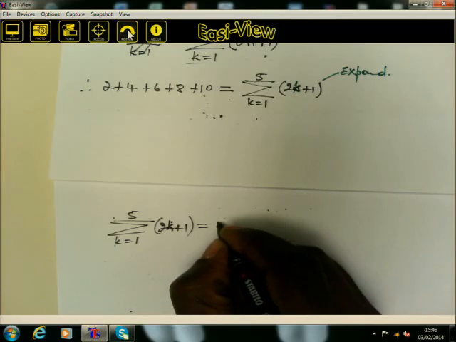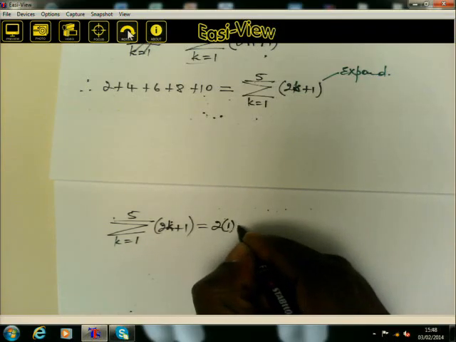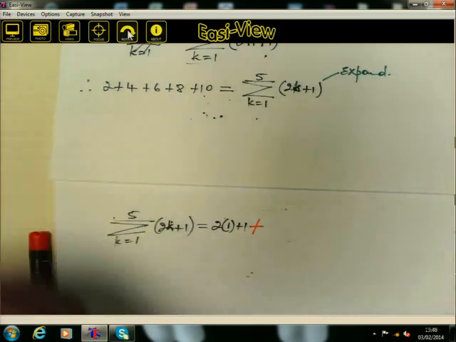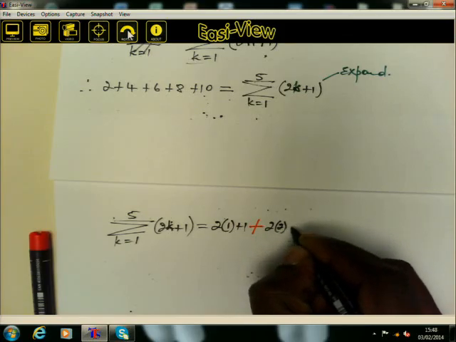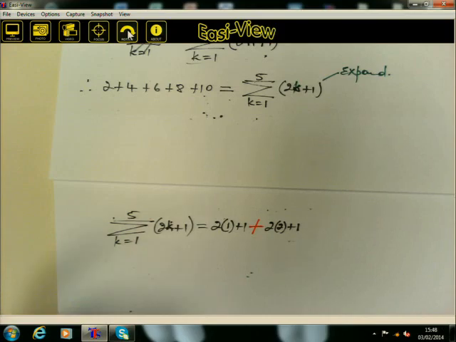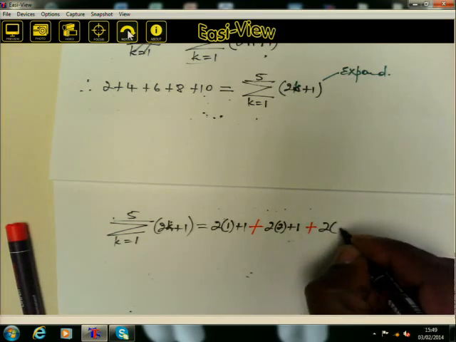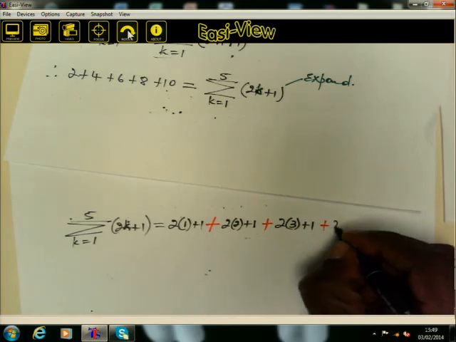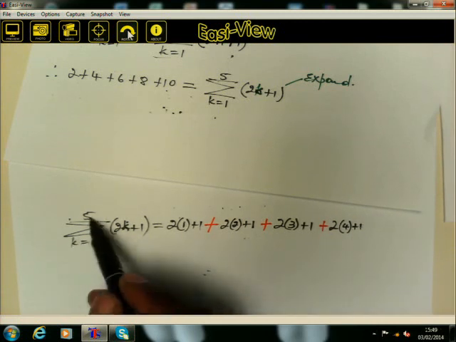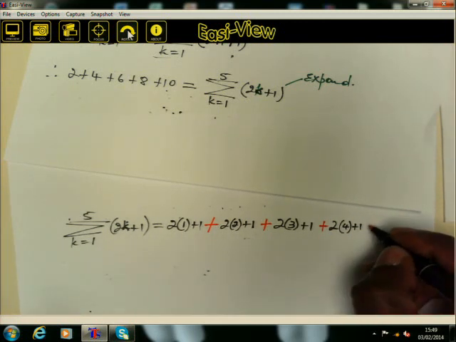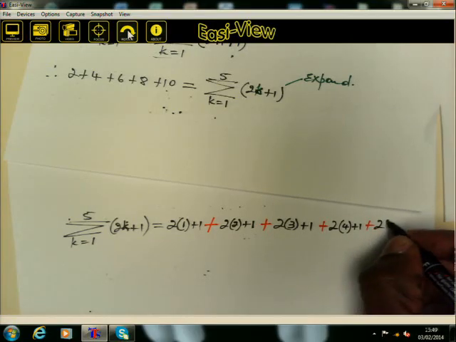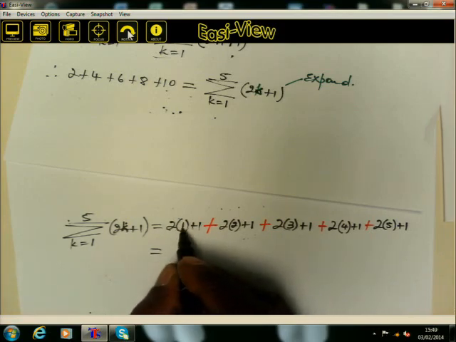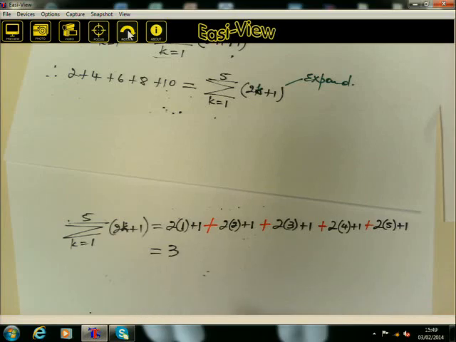Then it means it will be here 2 into k starts from 1, you add 1. And then plus for the series, the next term, which is 2 times 2, you add 1. And then plus the third one will be 2 into 3, you add 1 to it. And then plus that one will be the fourth one, which is 2 into 4 plus 1. Remember, we have to stop at 5. And then it will be plus the last one, which is now 2 into 5 plus 1. So it means this is 2 times 1, which is 2, plus 1, it gives us a 3.